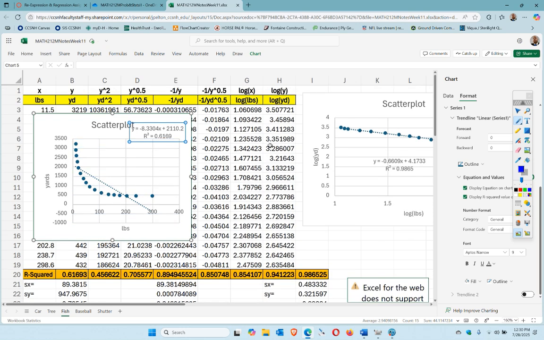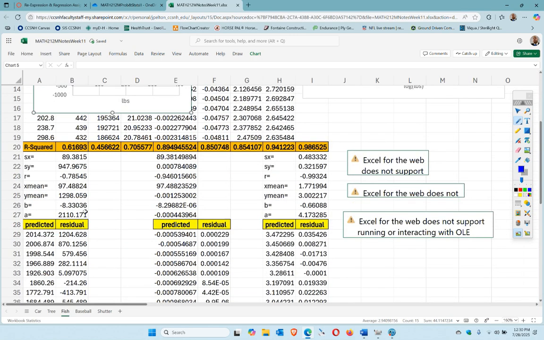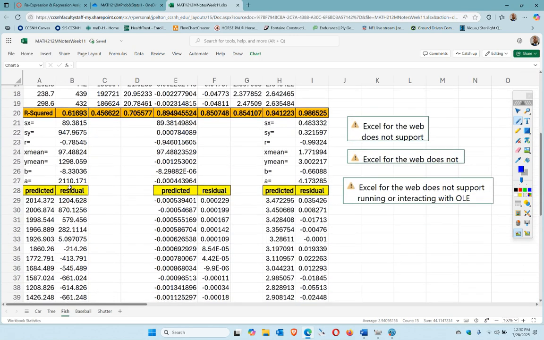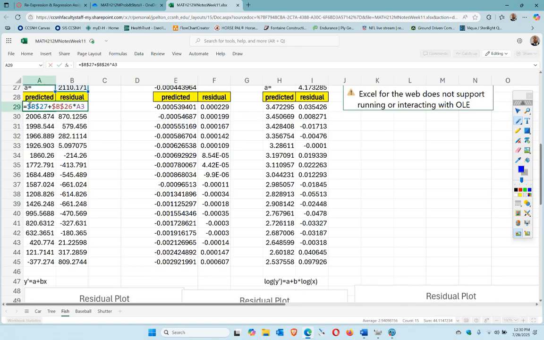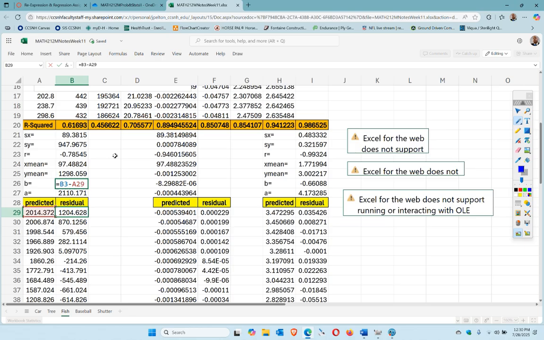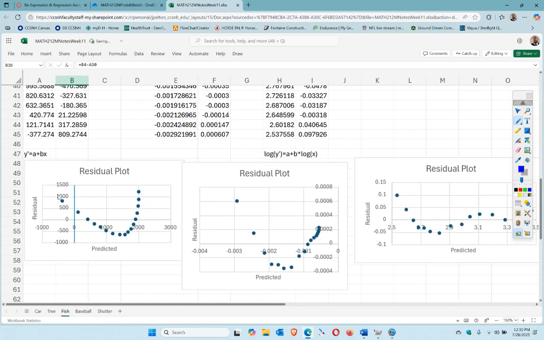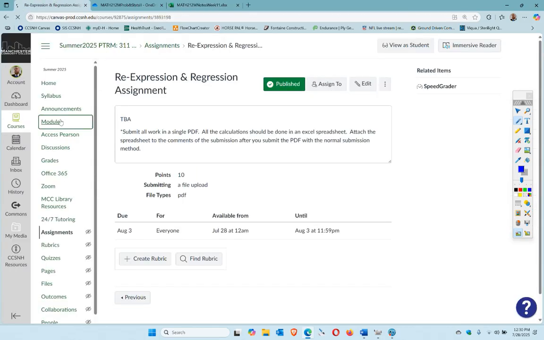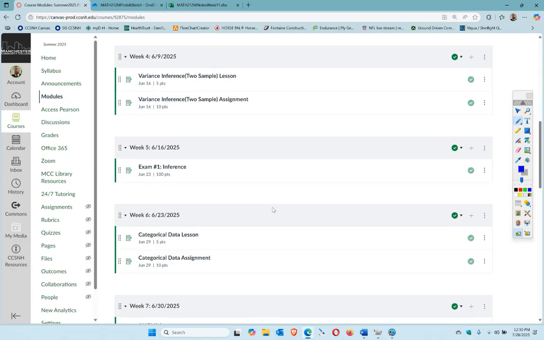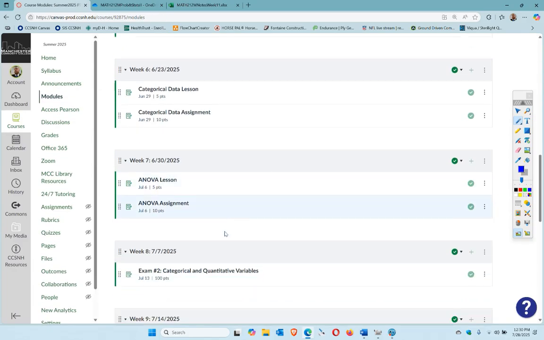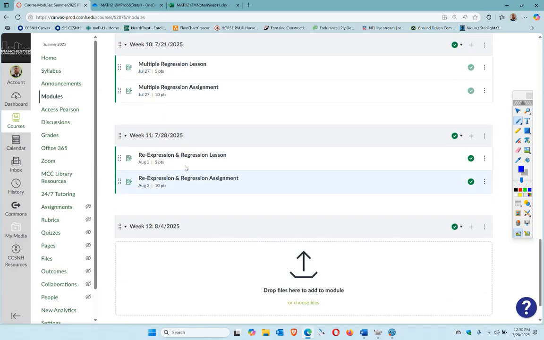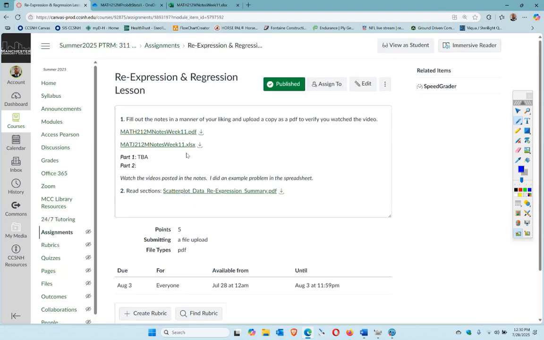Clearly not linear. So then I used my A and B, right? And A plus BX, right? Figured out my predicted. And my residual is the observed, which is my Y, minus my predicted. And I did a scatter plot. You notice this is a non-linear pattern, right? So if you notice in your notes here, let's go to the notes, that I put a regression, I put this little file right here, scatter plot reexpression summary.